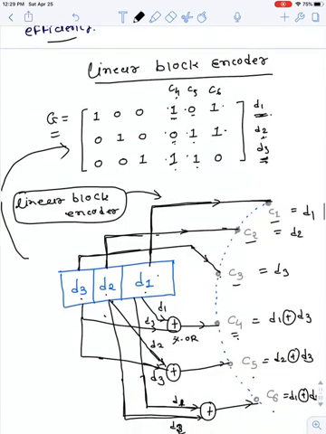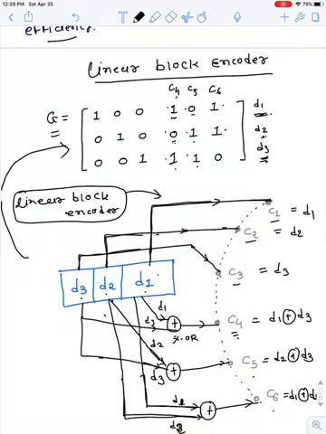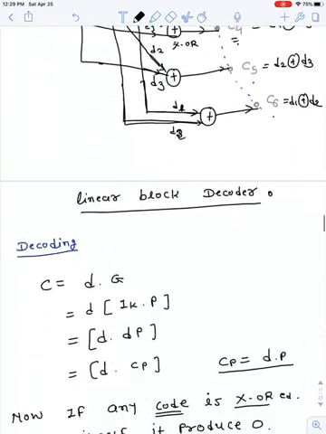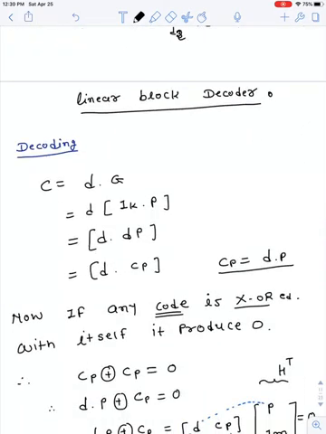And we even discussed the linear block encoder. A linear block encoder is an encoder in which the input is a data vector and the output is a code vector. So the code vector can be obtained by this linear block encoder. We have gone through this. Now today we discuss the decoding process.